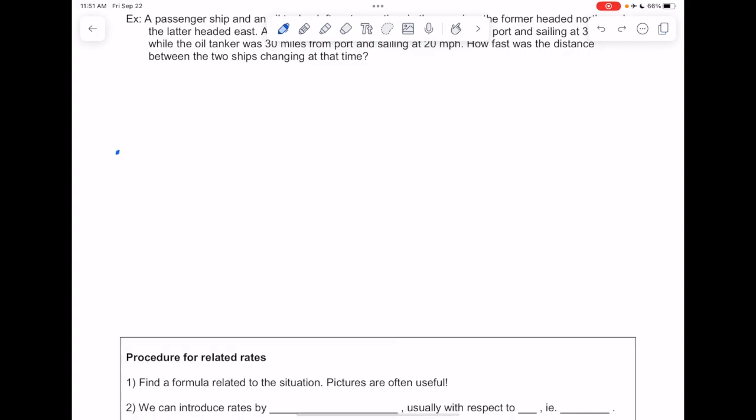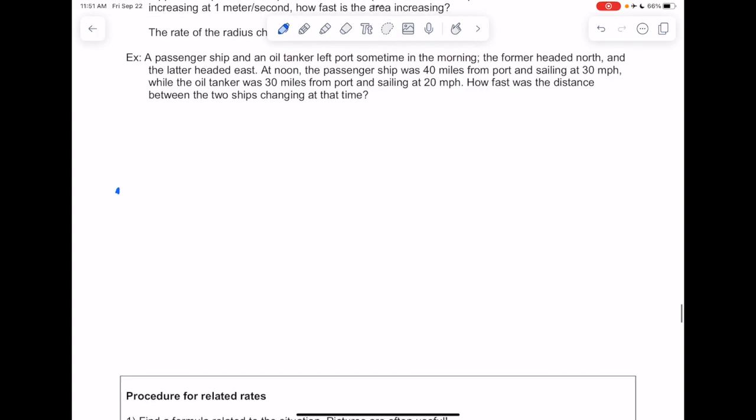So I'll start off with this dot representing our port, and then it says that the passenger ship was heading north. So from the port, I'll draw a line straight up, and that represents the passenger ship. And the oil tanker is headed east, so I'll draw a line straight off to the right, and that one represents our oil tanker. And then we want to look at how the distance between them is changing, so I'll draw a dashed line here that represents that distance, and I'll put a capital D for that.